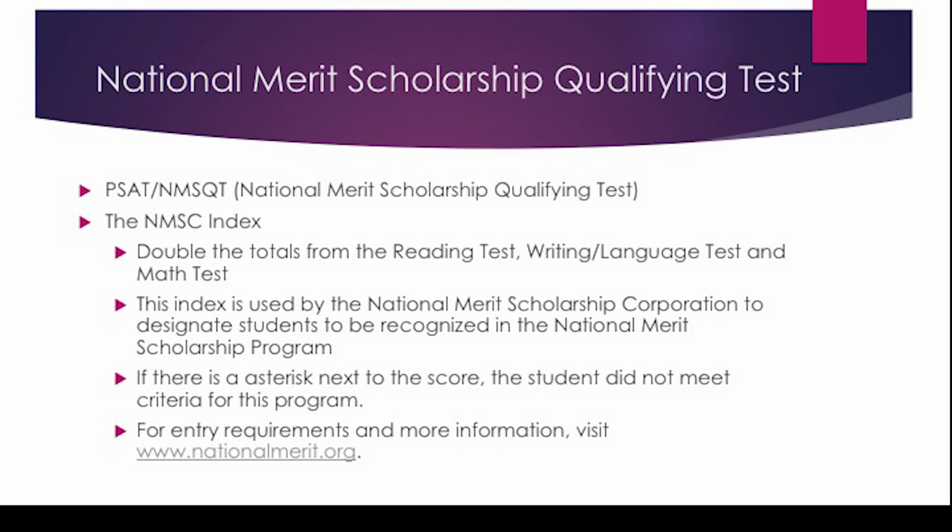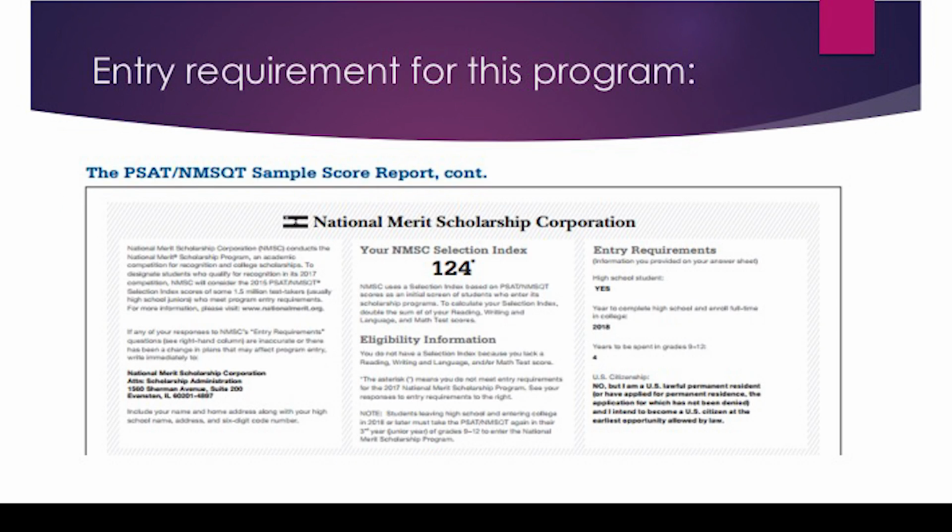To determine a student's index score, the totals of the reading, writing and language, and math scores are doubled. If you see an asterisk next to the National Merit Selection Index score, the student did not meet the criteria for this program. For more information, go to www.nationalmerit.org. This slide shows you that this student earned an index score of 124. Notice the asterisk next to the score. This indicates that this student did not meet the National Merit criteria.